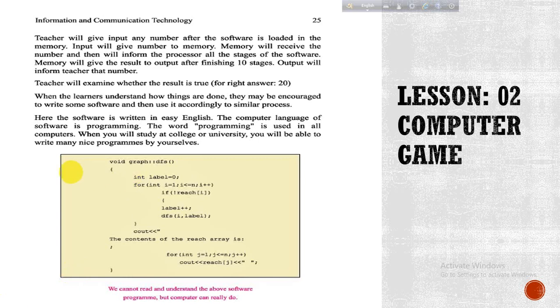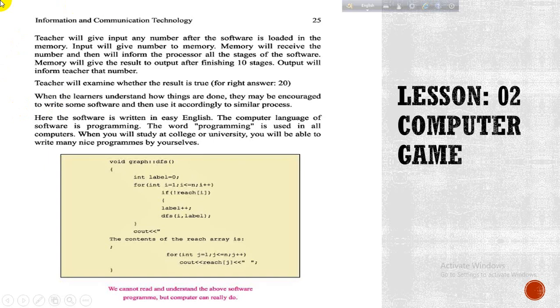Lastly, output will inform the teacher the number. The one who has been output will inform the teacher the number. The teacher will examine whether the result is true or the right answer. If it is the right answer, the group will get 20 marks. If the result is not right, they will get 0 marks.